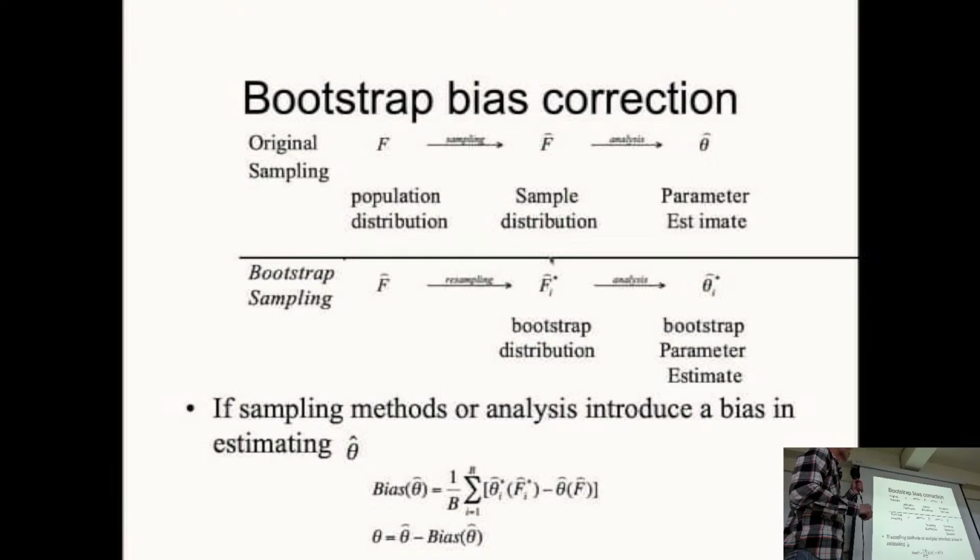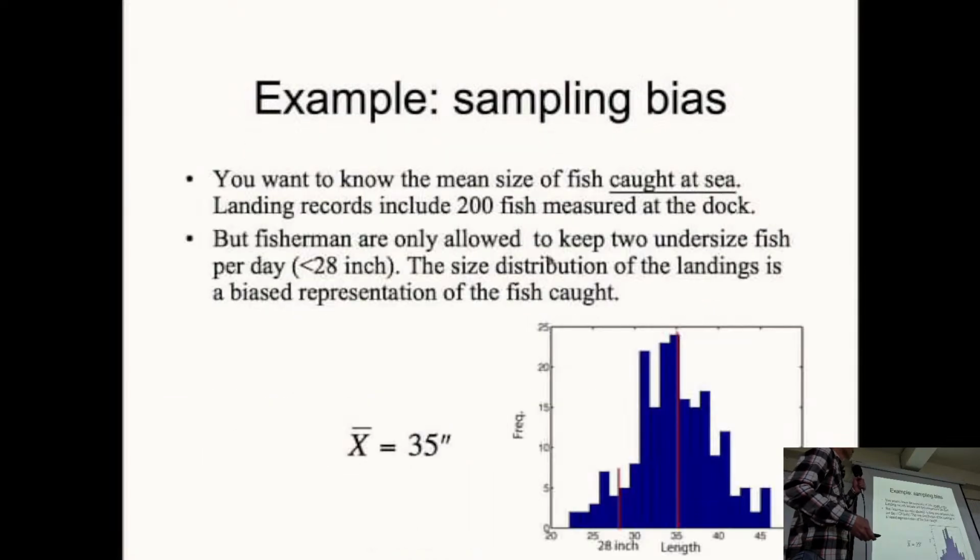The bootstrap sampling, and then you can calculate the bootstrap distribution and estimate the bootstrap parameters, right? And then if the subsampling method or analysis introduces a bias, then you can calculate the bias correction so that you corrected this. Let me make an example.